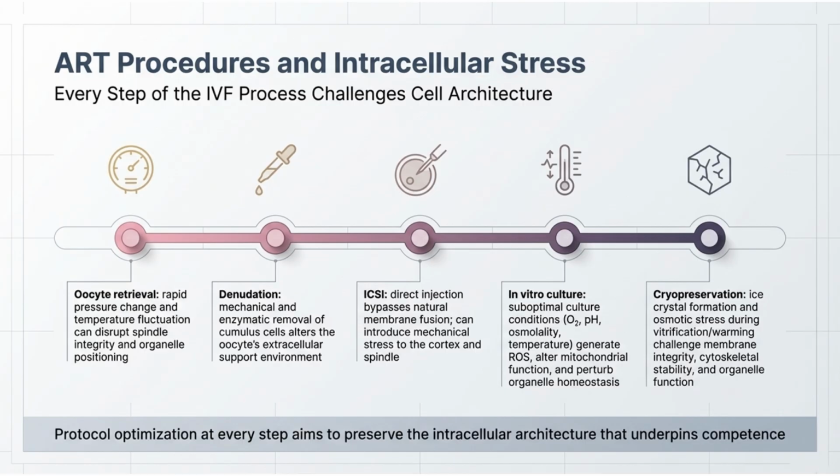Cryopreservation via vitrification prevents ice crystal formation. Ice crystals would physically rupture membranes, cytoskeletal filaments, and organelle boundaries, but vitrification achieves this through rapid dehydration and exposure to concentrated cryoprotectants, which impose their own osmotic and chemical stress. The remarkable survival rates achieved with modern vitrification protocols reflect how much we have learned about these intracellular vulnerabilities and how precisely we can design protocols to protect against them.